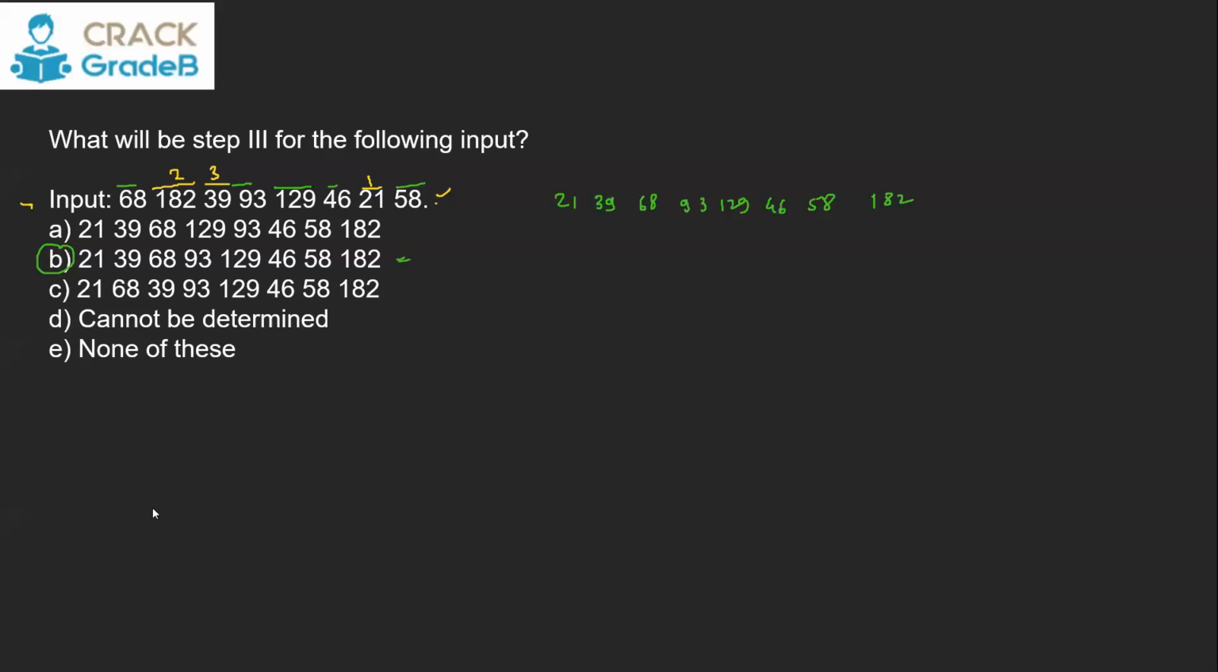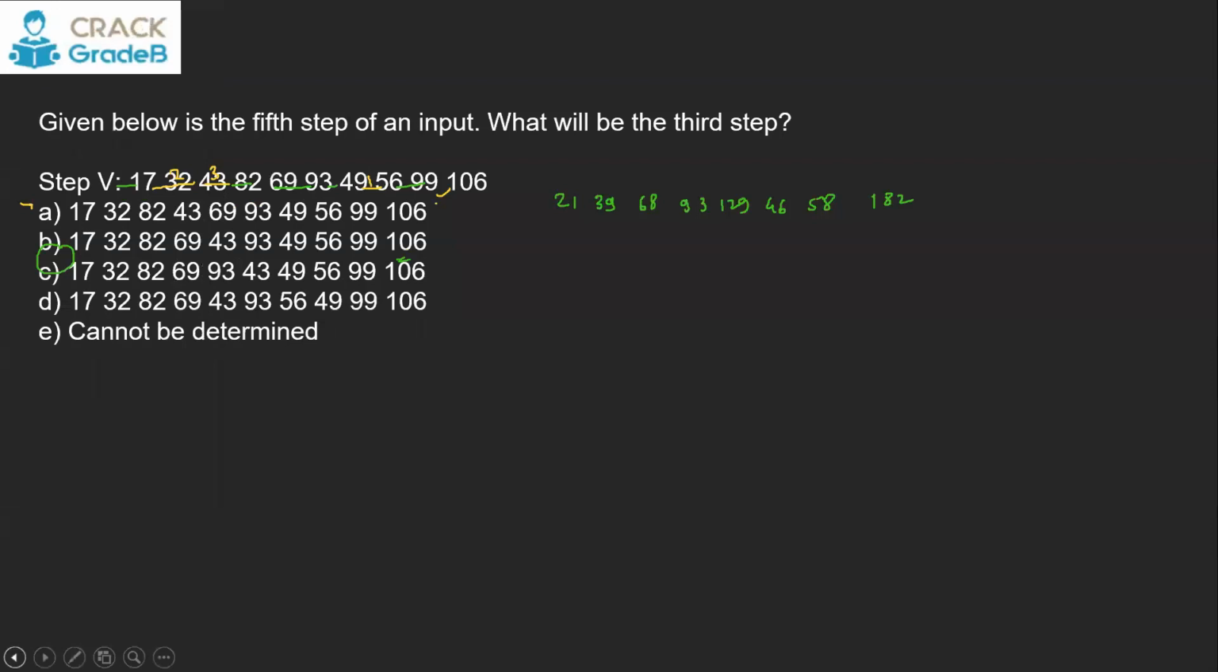Now there is another question based on the same series, but the input will be different. If the input is different, as I said, you have to do it orally. Given below is the 5th step of an input. What will be the 3rd step? See, if this is the 5th step, that means in the first step it came here. In the second step, it must have come here. In the third step, here. In the fourth step, here. In the 5th step, 43 must have come here.